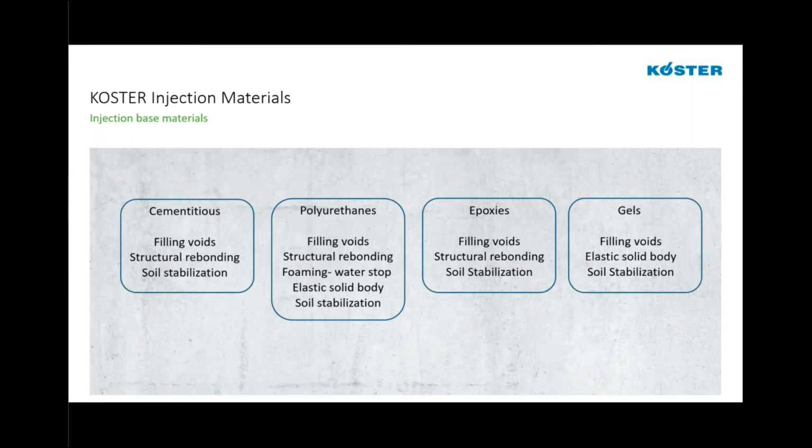Epoxies are used mostly for filling voids and for structural repair and structural rebonding. And injection gels are mostly used for low viscosity. They can be used for soil stabilization. They're definitely elastic solid body products and can be used for filling voids as well.